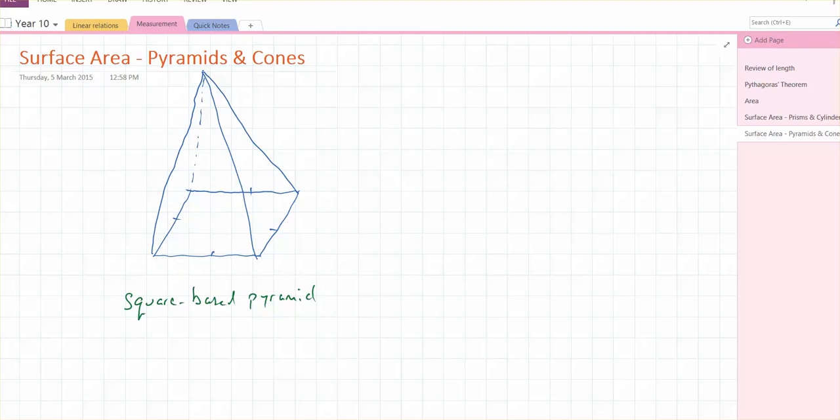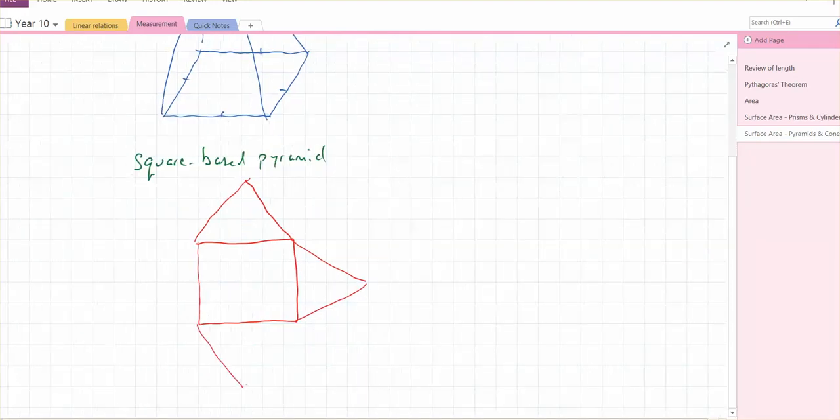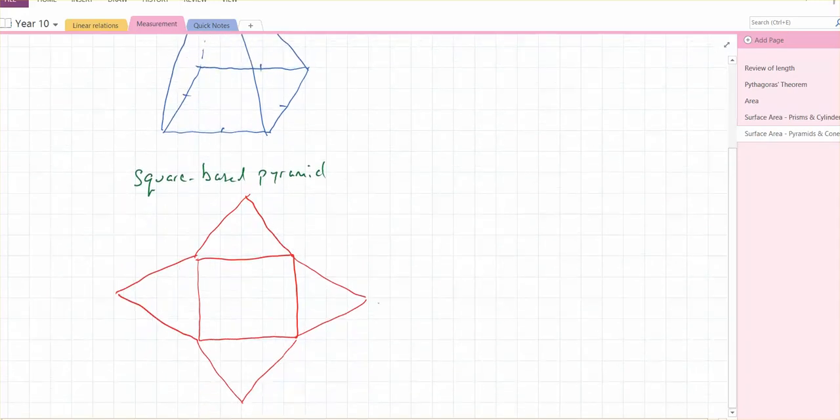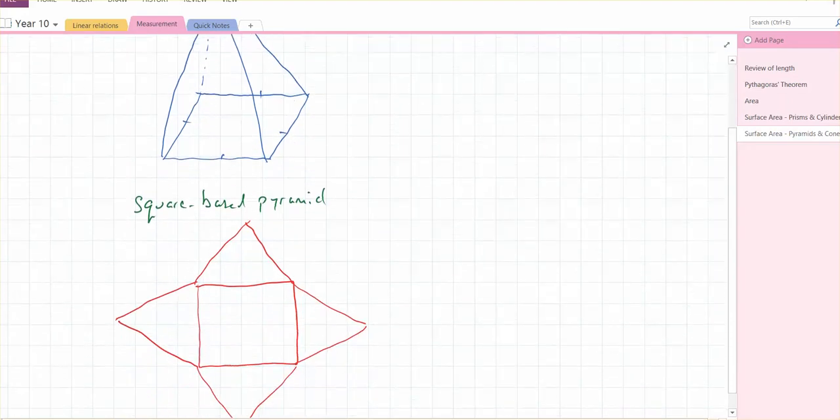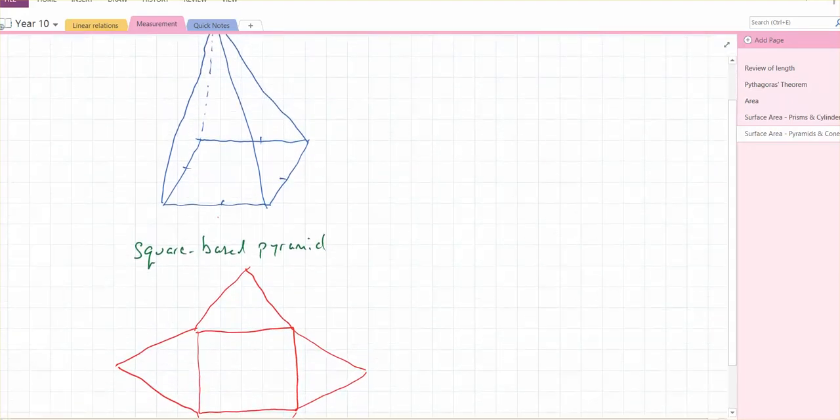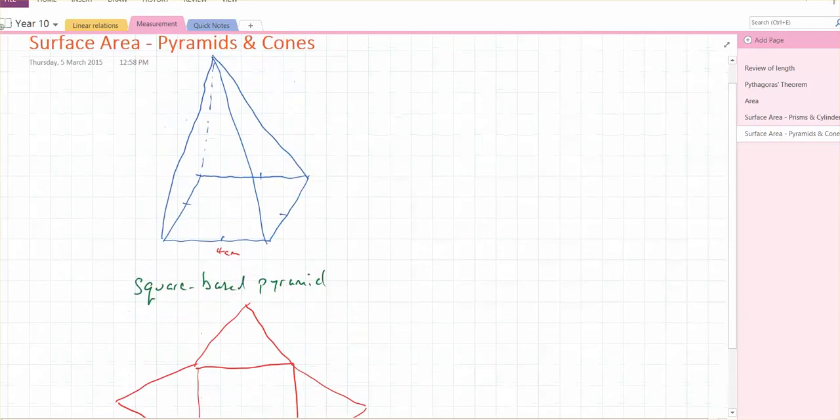So if we have a look at the net, which is sometimes quite a useful thing to do, if I broke this pyramid down into the net, what's called the net, it's a 2-dimensional drawing of a 3-dimensional figure, and it would look something like this, where if we fold in all those 4 triangles, then we end up with our 3-dimensional square-based pyramid. Now, if I went a step further and said that this was 4 centimeters, then that would mean that was 4 centimeters.